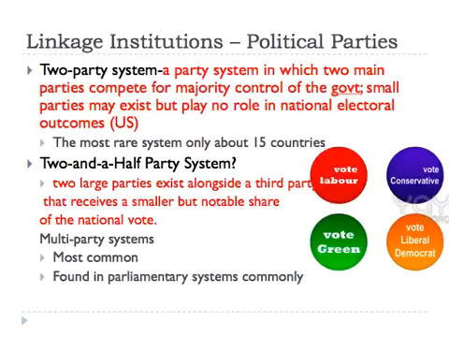Then we'll talk a lot about linkage institutions, your political parties as well. So, two-party system: the two major parties compete for control of the government. Small parties exist, like in the United States, but don't really have any political clout. Again, a 2.5 party system: two large parties exist alongside a third party that receives a smaller but notable share. So the UK would be a 3-party system or a 2.5 party system.